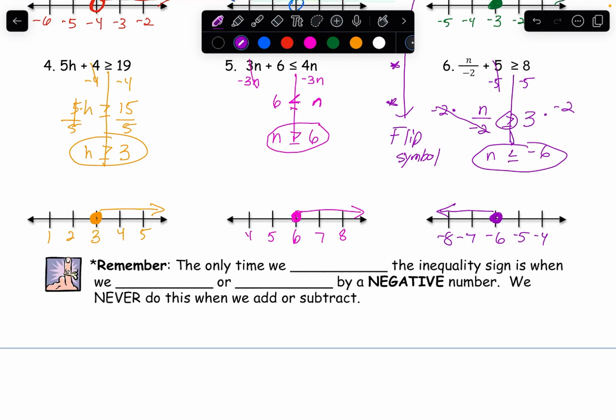So remember, the only time we flip the inequality symbol is when we multiply or divide by a negative number. So flip when we multiply or divide by a negative number. We do not do that when we add or subtract. That is not going to change the value of our number from a positive to a negative necessarily. But when we multiply or divide by a negative, it automatically changes the value of the number from a positive to a negative or a negative to a positive, and so therefore we need to flip our inequality symbol.